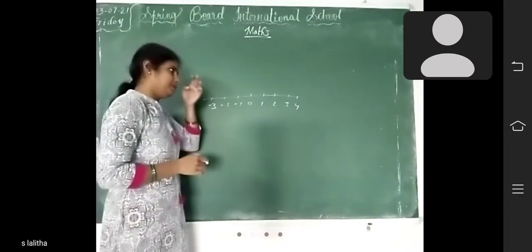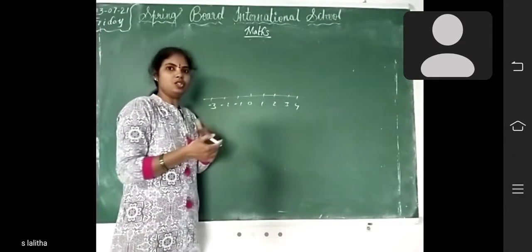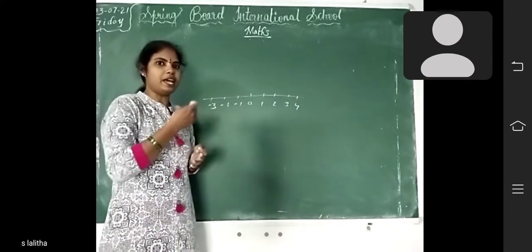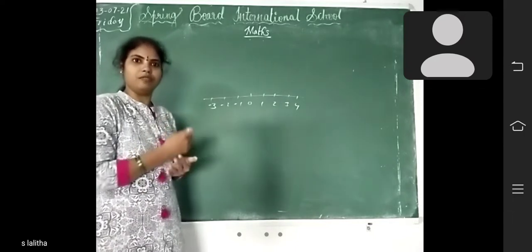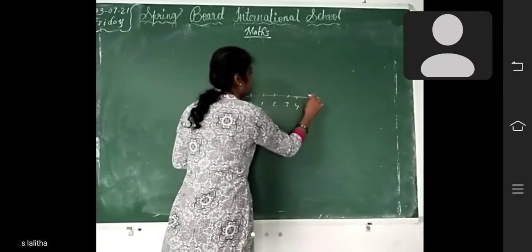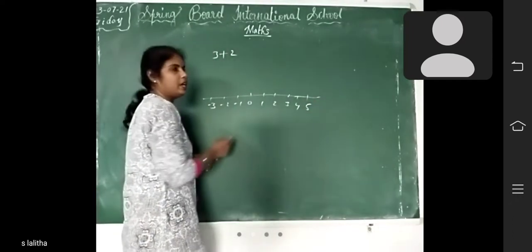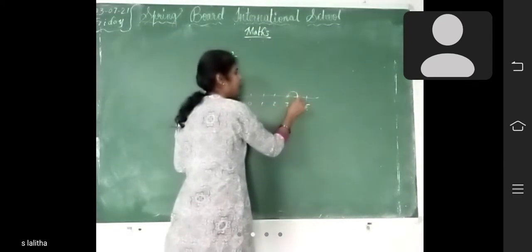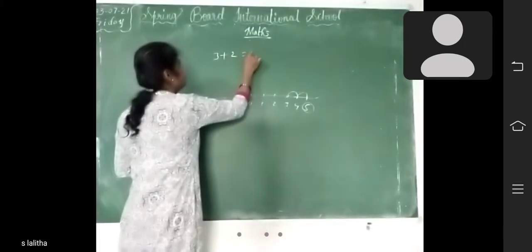So if you add the number, you have to move to the right side of the number line. If you subtract the number, you should move to the left of the number line. Okay, so 3 plus 2. What is the first number? 3. So you should take 2 steps to the right side. Here the addition symbol is given, so you should move to the right side. So 1, 2. What is the answer? 5.